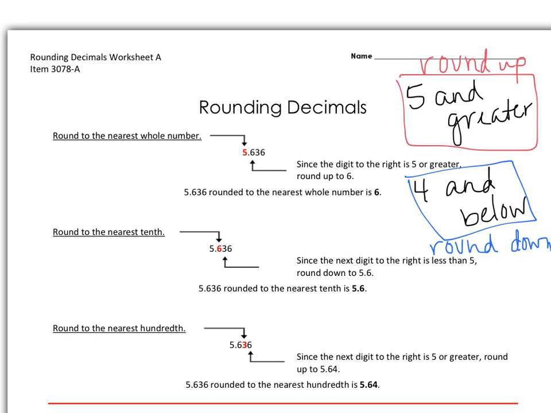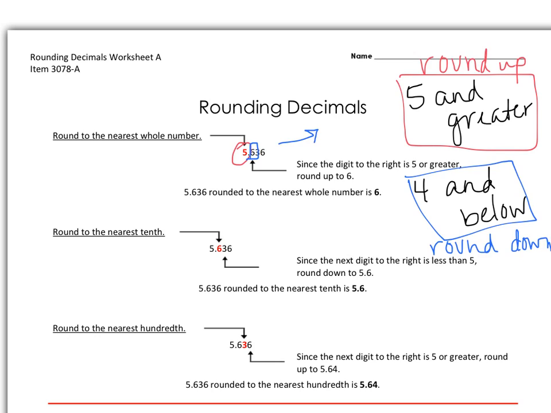So let's look at this first one. If we're rounding to the nearest whole number, we look at the whole number. So they have put in red this 5. In order to round to the nearest whole number, we want to look at the number directly to its right. In this case it is a 6. And since 6 is 5 and greater, we are going to round up. So we're going to change that 5 to a 6.